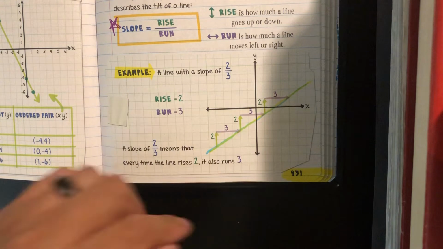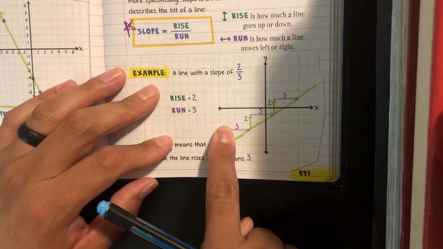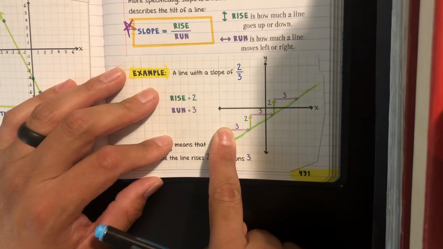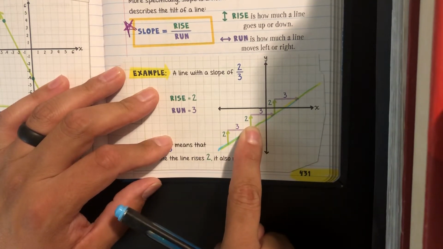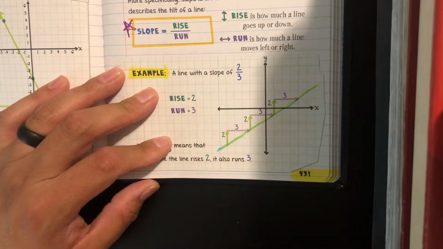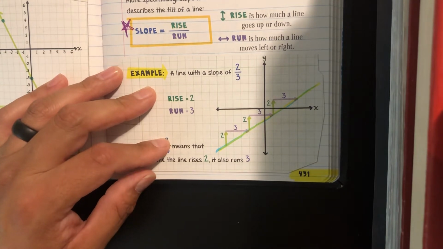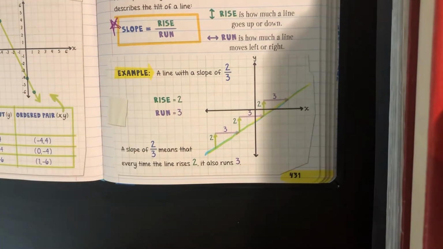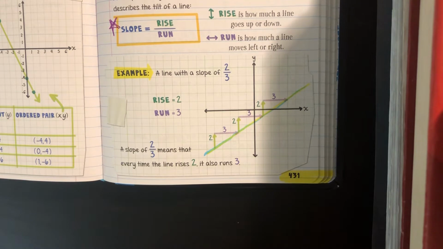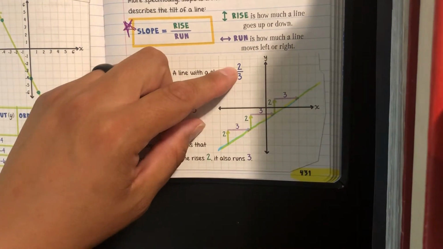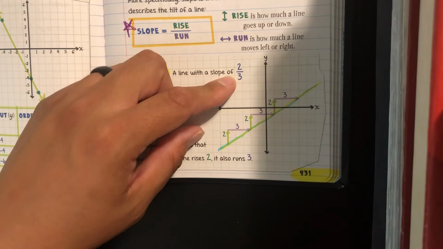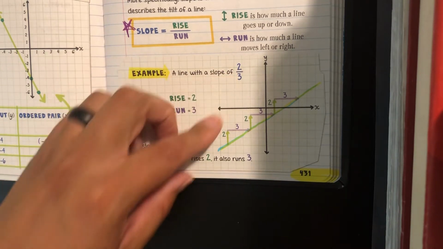Now, because you're going up, that is positive. And if you think of a number line, the right of the 0 is positive, the left of the 0 is negative. So to the right is positive. So it's both a positive 2 and a positive 3, which means the slope is positive.